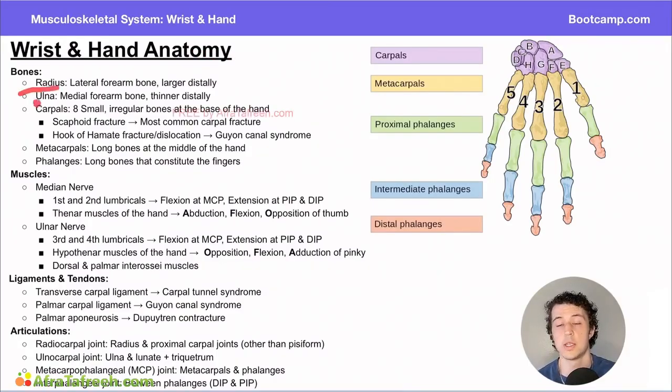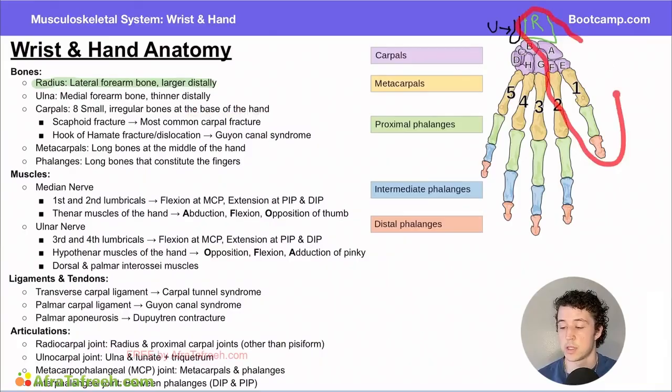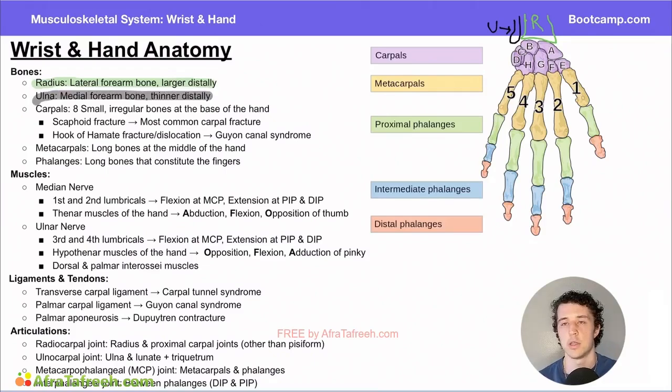So we'll start with the radius and the ulna. All right, we'll start with our radius, which again will be our lateral forearm bone. And remember, whenever I'm talking about medial lateral, we're talking about anatomical position. So the radius will be out here on the side of the thumb. In contrast, the ulna will be the medial forearm bone, which is going to be a little thinner distally near the wrist, and that is going to be on the side of the pinky.